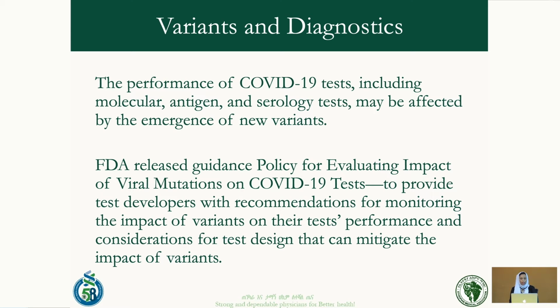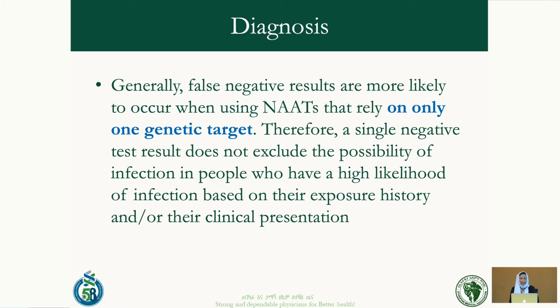So other issues related to variants are in the diagnosis. As you know, COVID diagnosis can be molecular, so that's the gold standard, PCR by nucleic acid amplification test, but you can also do it by identifying different antigens on the viruses, and antibody tests have their own purpose, but not as a primary diagnosis. So considering the rapid shifts of the different variants, there is a policy to evaluate the impact of mutations on COVID-19 test performance.